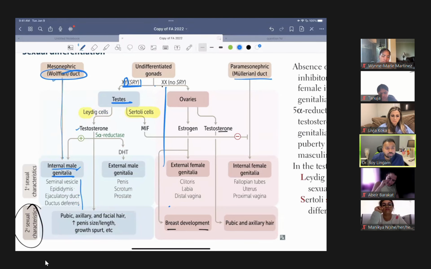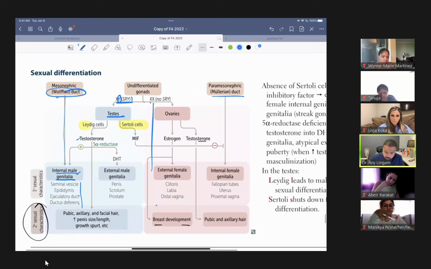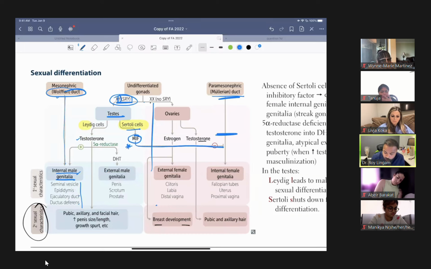Is everybody clear? Now, another important thing to learn. If I have XY genes, I don't need Mullerian duct. Does that make sense, folks? So Sertoli cells secrete something called MIF. This is very important. That's called Mullerian inhibitory factor. So that factor goes all the way and blocks the Mullerian duct. So these males don't end up getting internal female genitalia also. Is that clear, folks?